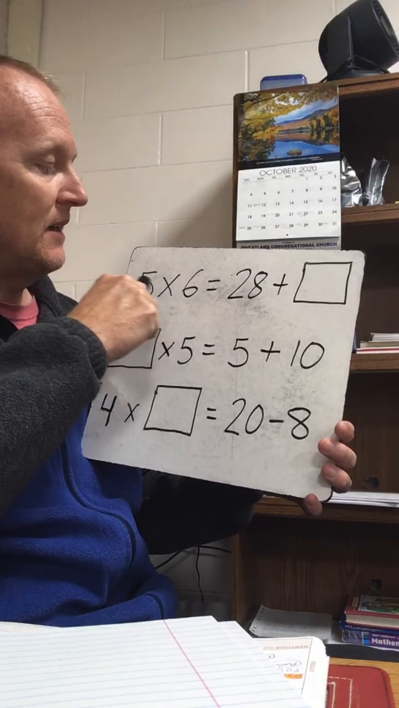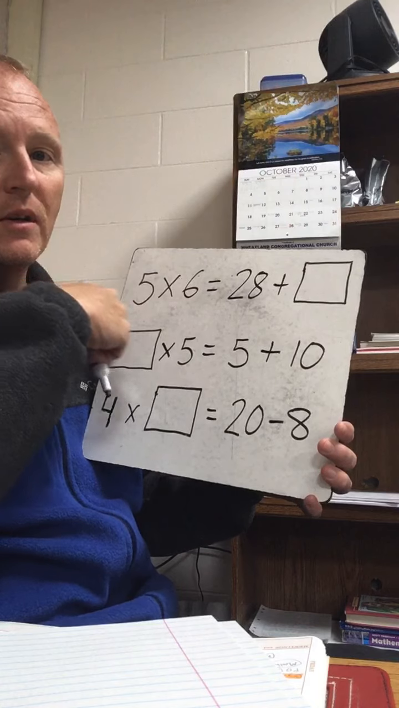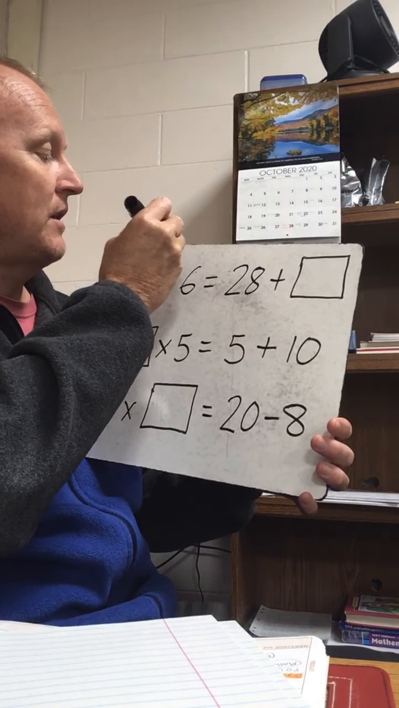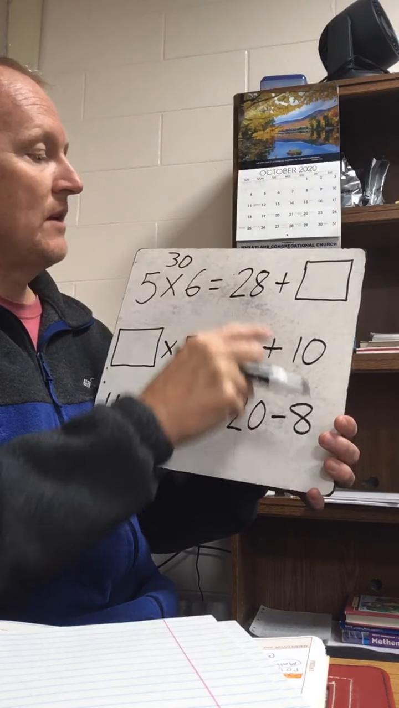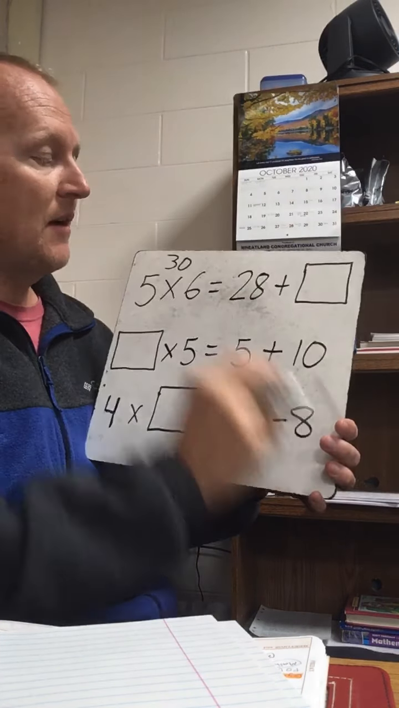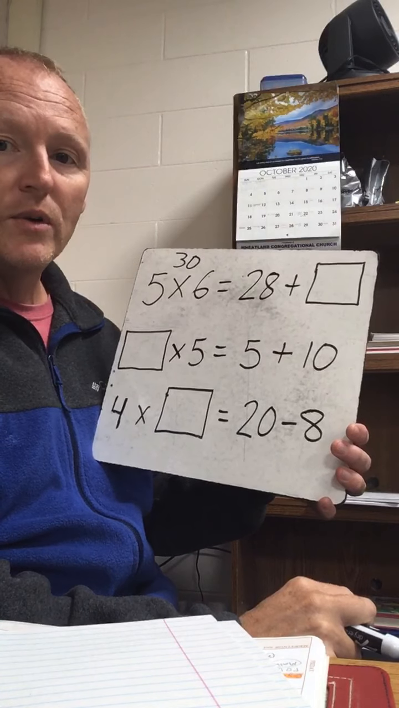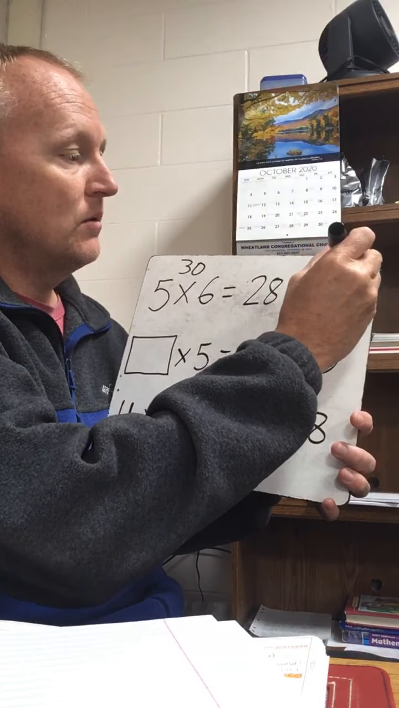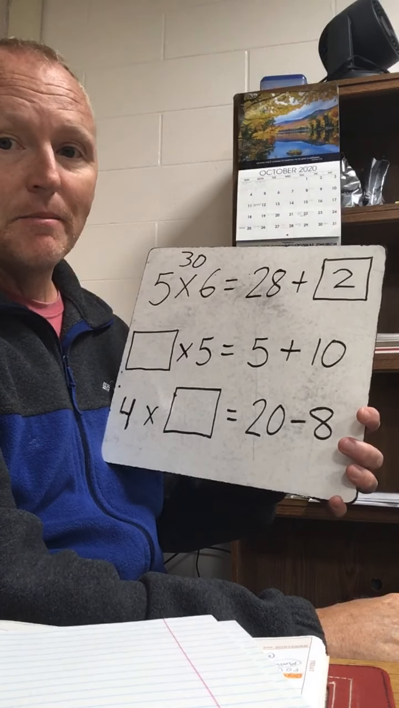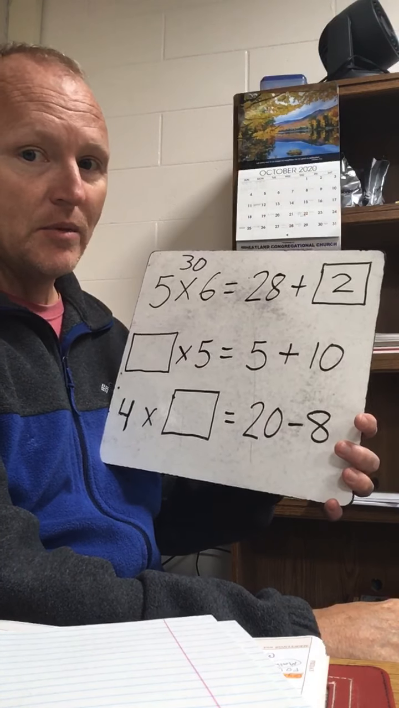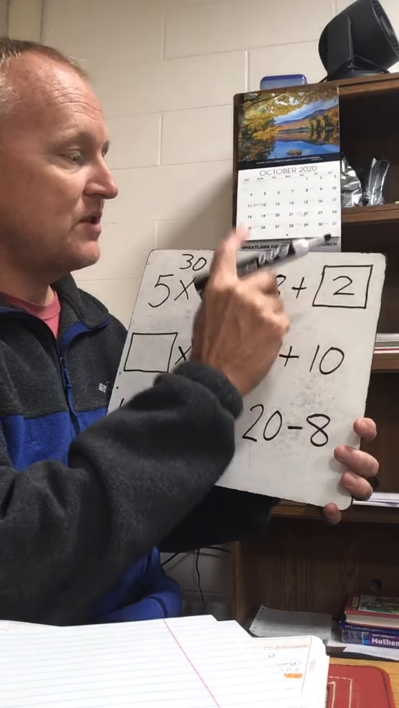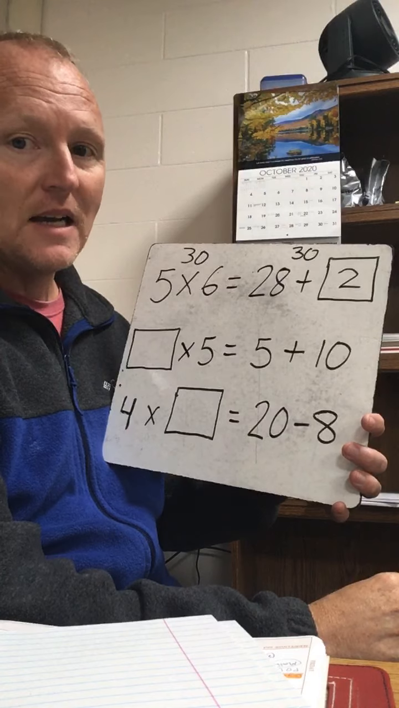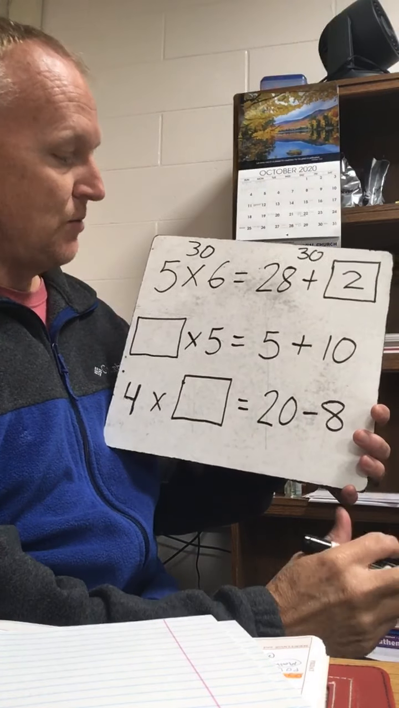Okay, so first you identify the side that you know. We know 5 times 6, we have all the information. So that would be 30. So now you have 28 plus something that must equal 30. Well, what would you add to 28 to get 30? It would be 2. So now we've just made it an equation. We went from a number sentence to an equation. Both sides are equal. 30 equals 30. They balance out.